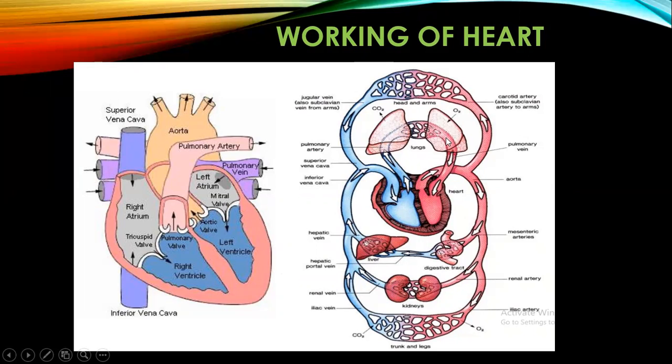So here the oxygenated blood from the lungs is being transported via the pulmonary vein into the heart. That is the first chamber, the left atrium. Then from the left atrium, the blood is being transported to the left ventricle. From the left ventricle, the blood is being transported via the aorta, which is the largest artery. This largest artery now will divide into several branches so that it can transport blood to different organs of the body.